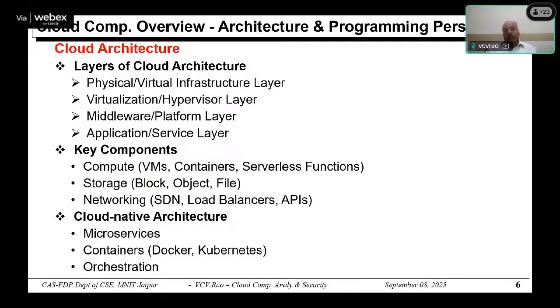Storage, now the storage APIs, block storage and file systems, all brought into the application actually. And networking: you have software-defined networks, load balancers, APIs. And you have the cloud native architecture. That is how we can integrate containers, virtualization, Docker, Kubernetes, and orchestration. All these things are required in the cloud architecture. So cloud architecture is totally a combination of different layers which we need to understand. These are the things we need to go through and try to understand.